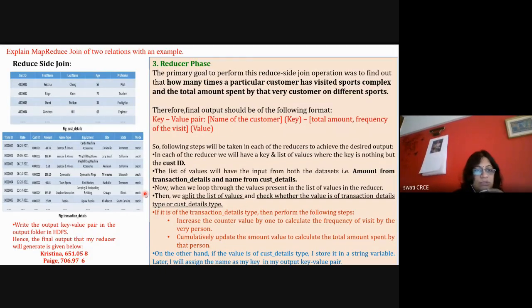In this example, there are two tables, a customer table and the transactions table, and you want to find out the customer name, how much total amount of shopping he has done, and what is the frequency of his visits.